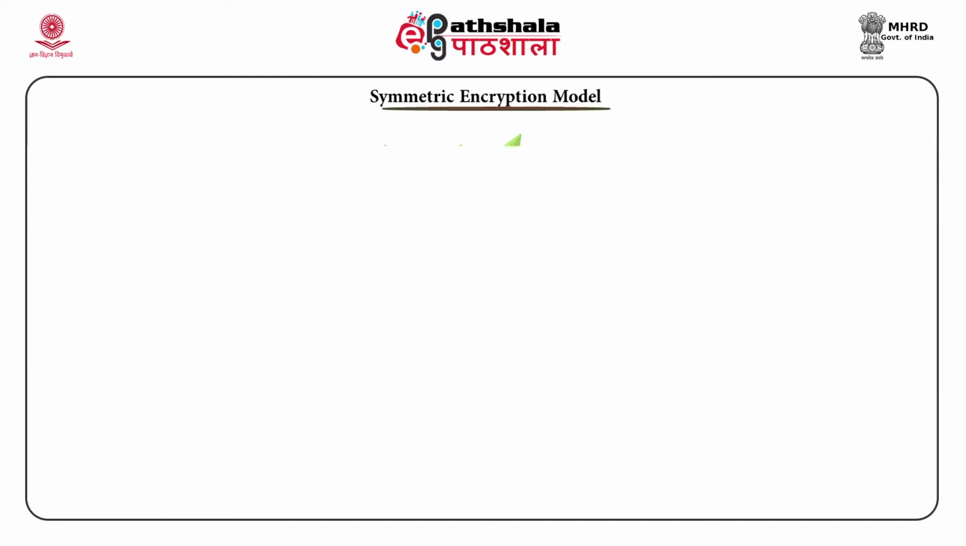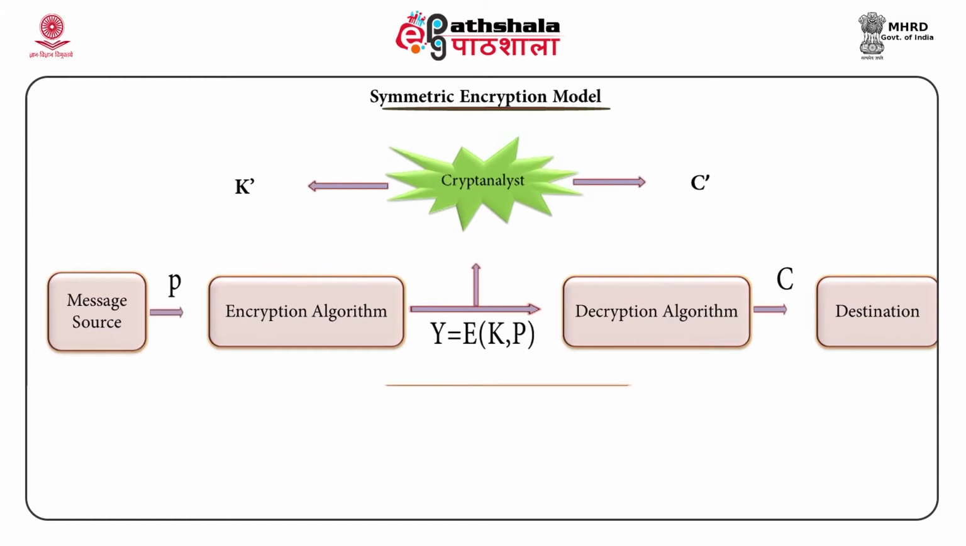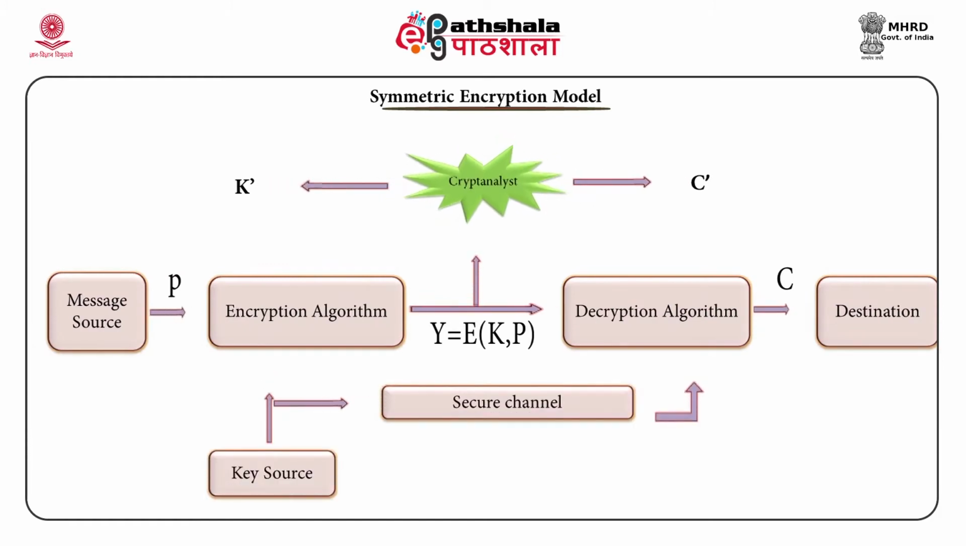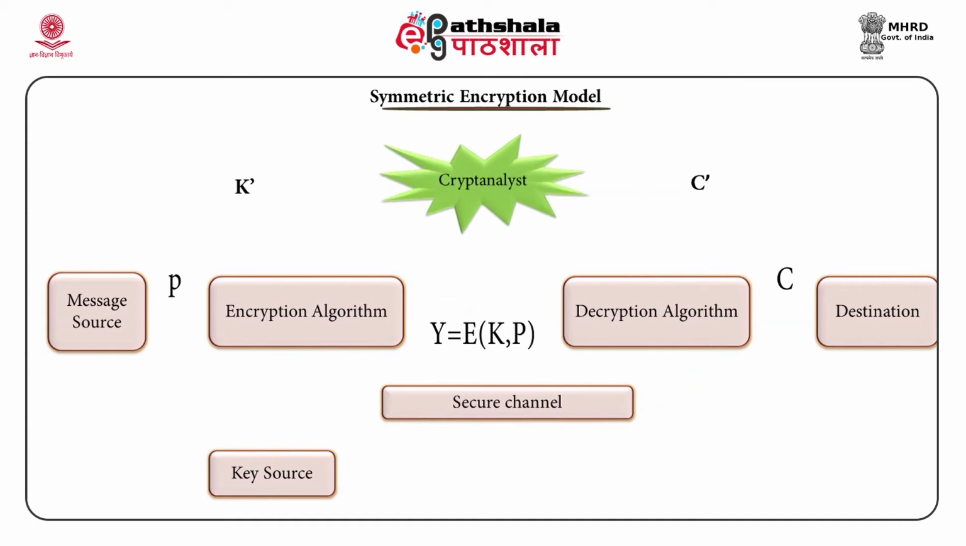How does the symmetric encryption model work? Message P is the source, the encryption algorithm is applied, and out of that Y is generated. Y is nothing but the encryption algorithm applied to the plain text with the key given. The decryption algorithm is applied to the ciphertext and what is retrieved is P.